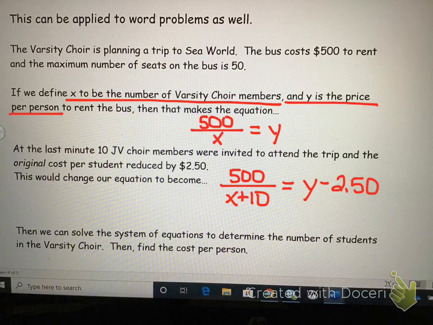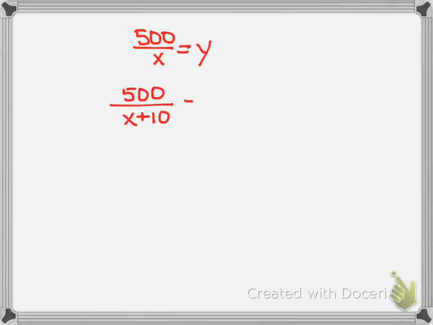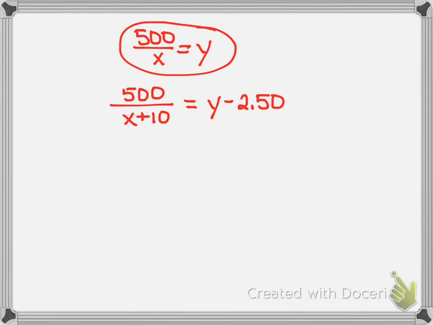And so what we have just generated is a system of equations. And that sounds like it's quite a bit harder, but it's not going to stay a system for very long. So what we're going to do is we have our original equation and we have our new equation. And step one is simply to substitute. I'm going to take this original equation and I'm going to substitute it right in there for Y. And so what that gives me is a new equation.